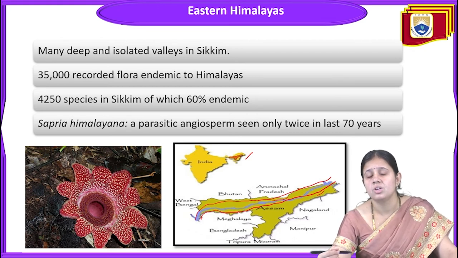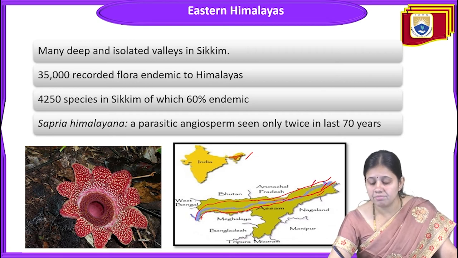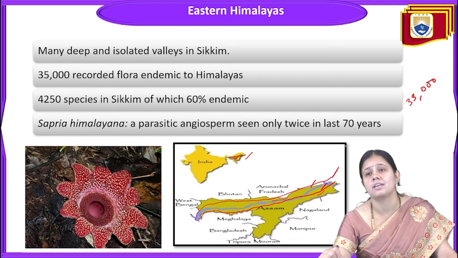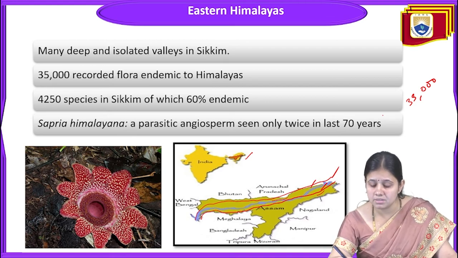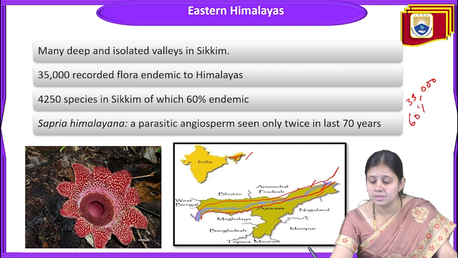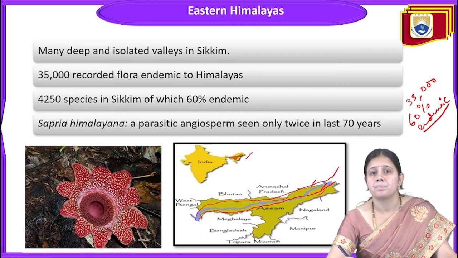This is an area of very rich biodiversity, with 35,000 species of flora recorded, and these are endemic to this region only. Among these, there are 4,250 species in Sikkim, of which 60% are endemic. That means it has very rich endemic species: 60% of the total species are endemic to this area.